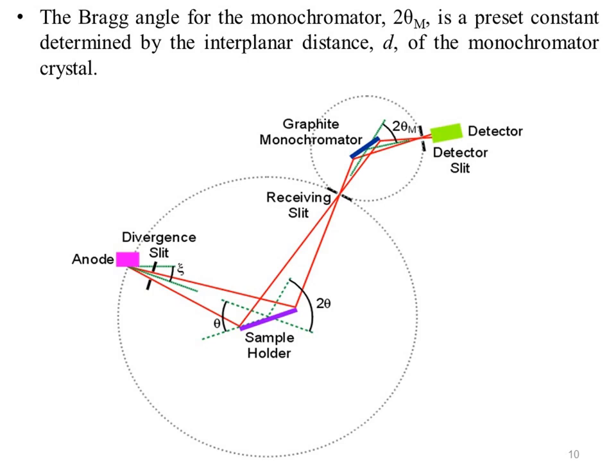The Bragg angle for the monochromator, 2 theta m, is a preset constant determined by the interplanar distance d of the monochromator crystal.